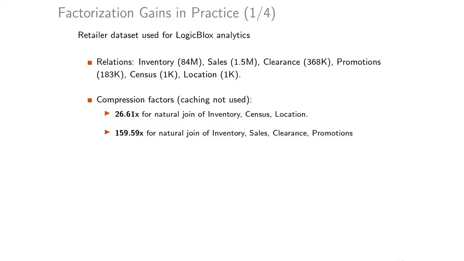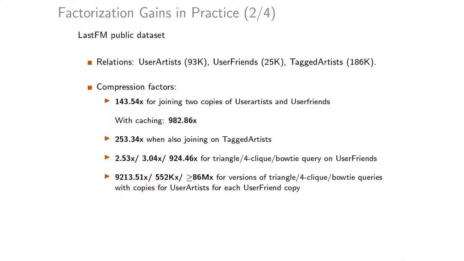And just to say, in reality, we use retailer data sets, for instance, for clients, and we realize that with this sort of star schema with inventory, 84 million tuples and five tables in total, or here one, two, three, four, five, even six we use here, we can get compression factors of like 26 times or 160 times. For Last.fm, which is a public data set with user artists, friends, and tagged artists, we can get even 1,000 times compression factors. If you play with certain queries that factorize very well, you can get to more than 86 million times. Obviously you can compute the count of the result, but you cannot actually list the tuples in the result.